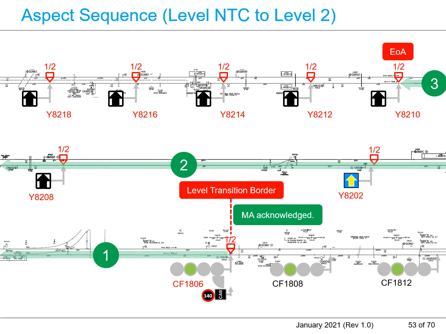The 3 signals in this diagram will only indicate green aspect after all the route conditions are satisfied, and the radio block center confirmed the ETCS on board acknowledged the movement authority. The train driver will observe green aspects on the approach to the level transition border during normal operation. The ETCS on board will allow the ETCS train to enter level 2 with maximum line speed.